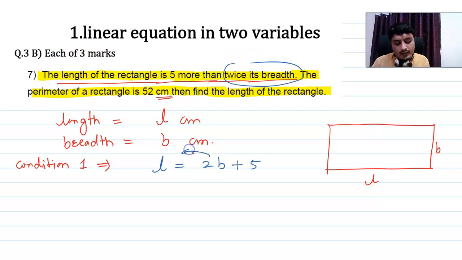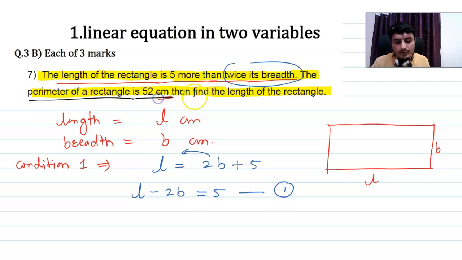Try to shift the 2B and convert the linear equation in 2 variables into the general form. L and B are the variables here. So L minus 2B equals 5; call it equation number 1. Now look at the second condition.